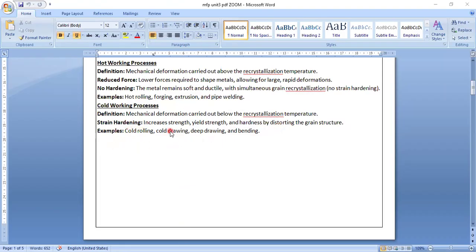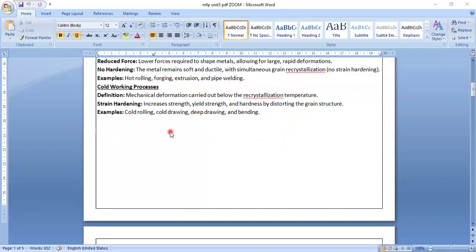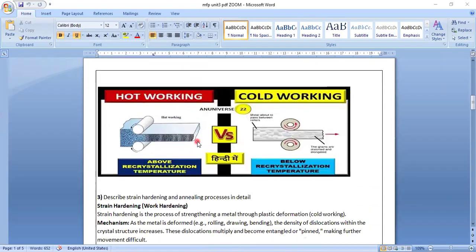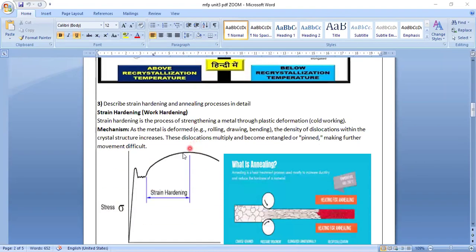Strain hardening increases the yield strength and hardness. So, strength has two types, yield strength and normal strength, and hardness. Both are increased by distortion of the grain structure. Examples: cold rolling, cold drawing, deep drawing and bending are used. This diagram I have explained already.